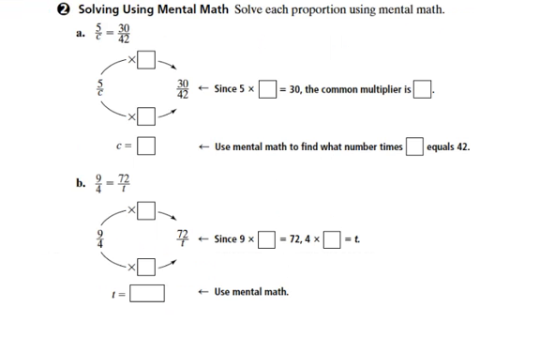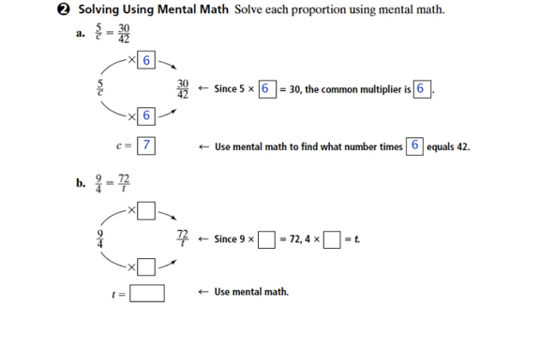There are times that using mental math is the best way to solve a proportion, especially if they're ratios that are easy to solve in your head. If we look at this first one, we have 5 over c equals 30 over 42. We can very quickly know that 5 times 6 is 30. So we need to think about what times 6 is 42. Well, 7 times 6 is 42. So we know that c is 7. So in this particular proportion, c equaled 7.